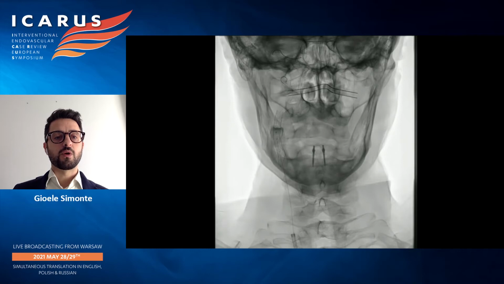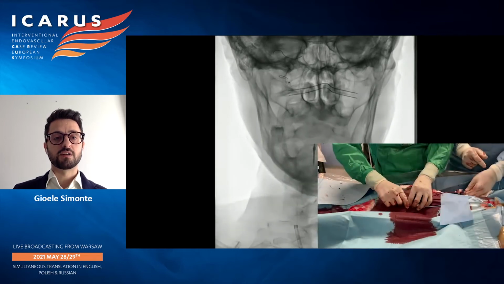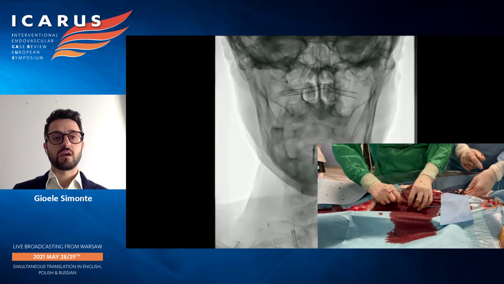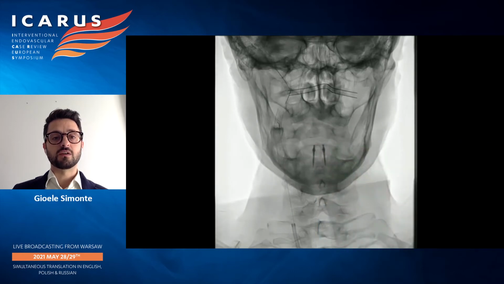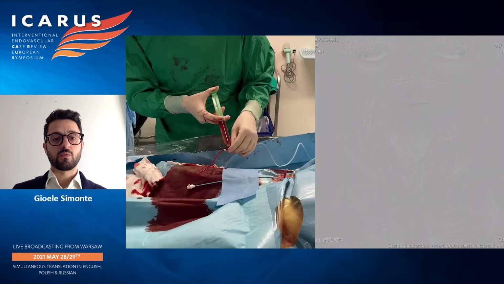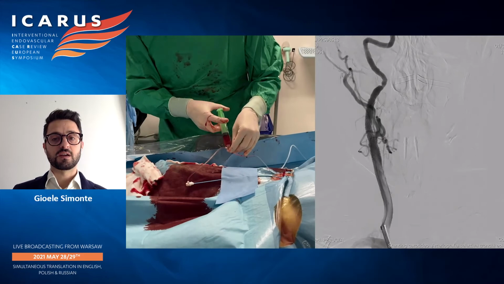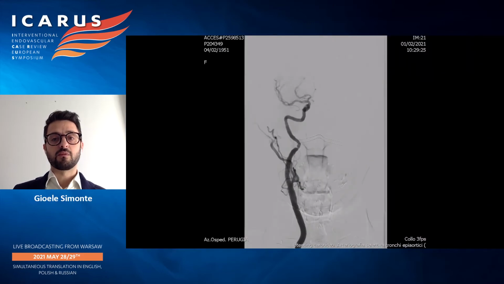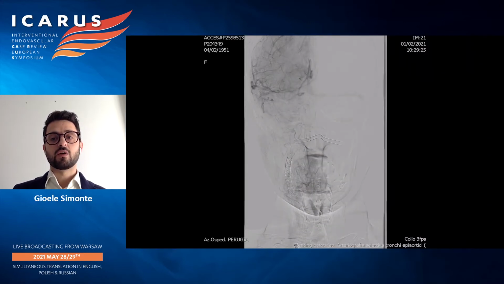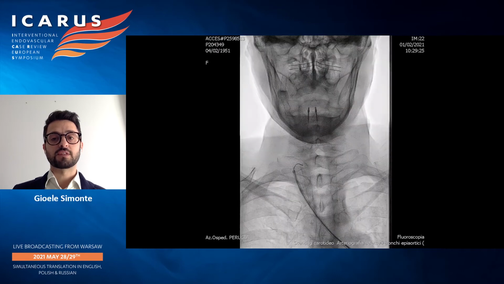At this point, we are ready to advance the distal filter retrieval system. The filter is partially recovered into its catheter, to avoid any squeezing of eventual material inside it. Quick removal of the distal filter, and then we can perform final angio checking, confirming complete resolution of the tight stenosis and patency of the intracranial major vessels.